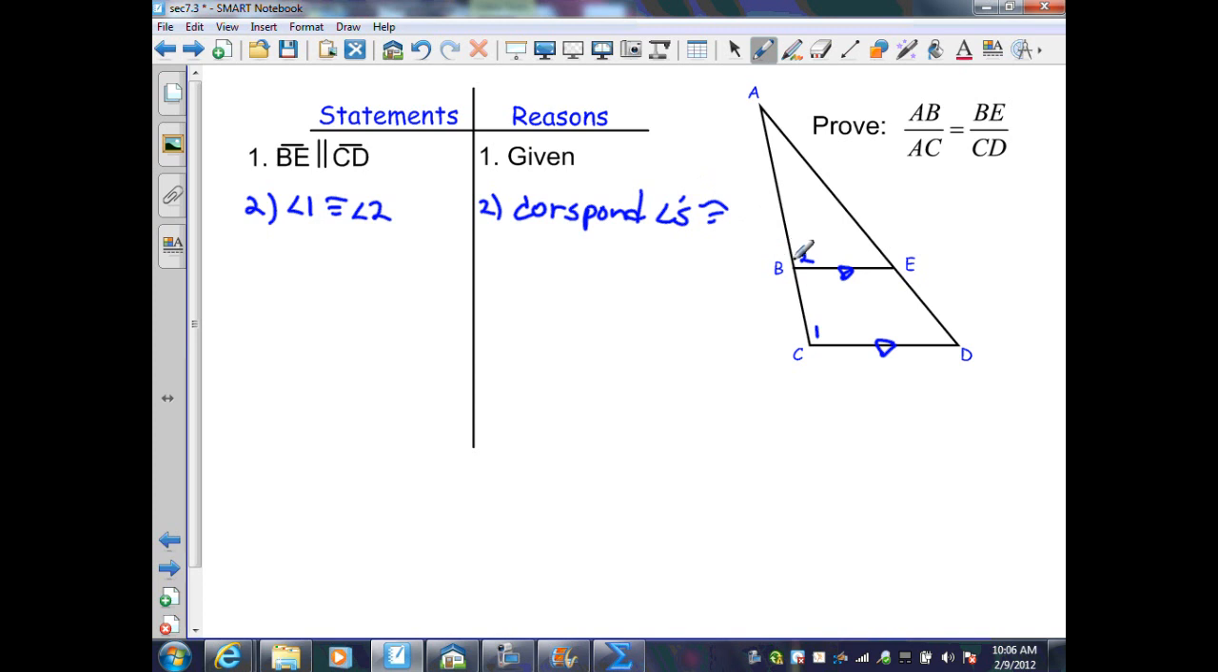If two parallel lines are cut by a transversal, then corresponding angles are congruent. I also can state that angle 3 is congruent to angle 4 for the same reason. I also could have stated angle A is in both triangles, therefore angle A is congruent to angle A by reflexive, but I already have two sets of angles congruent in each triangle.